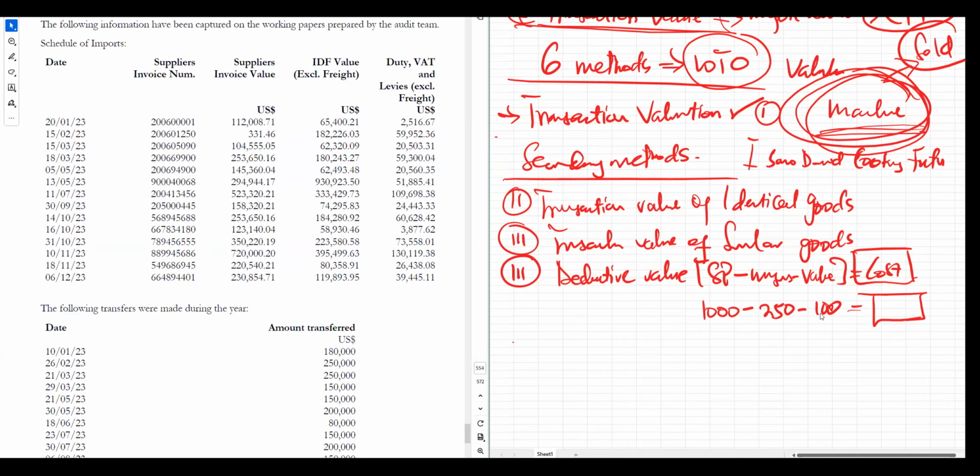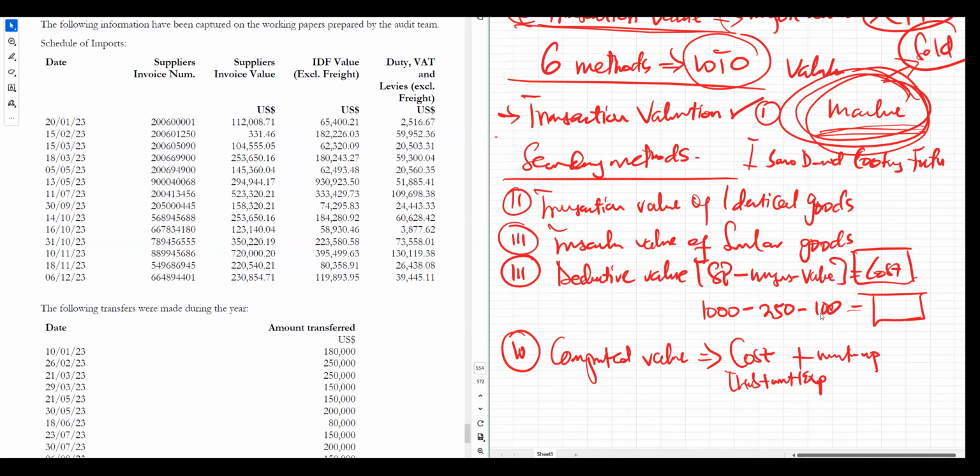And that is the value we are now going to use as our customs value. If we cannot determine this, then we do computed value. We'll look for somebody who creates some of that machine, and then we are going to take that person's cost. That's the cost of labor, material, and other expenses. And then we are going to add some markup on it, just to come and get the transfer price, or the amount that we would have sold it to somebody in Ghana.